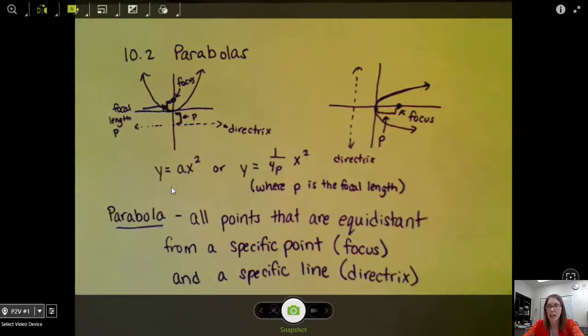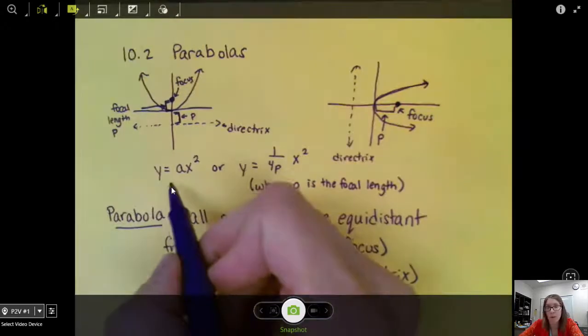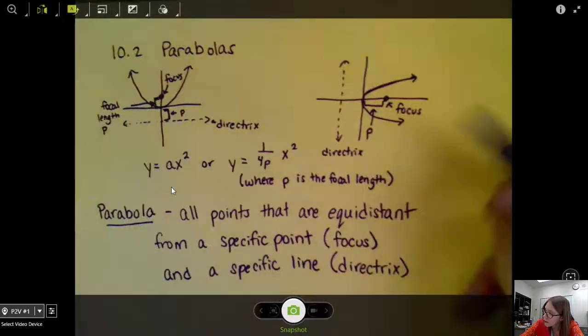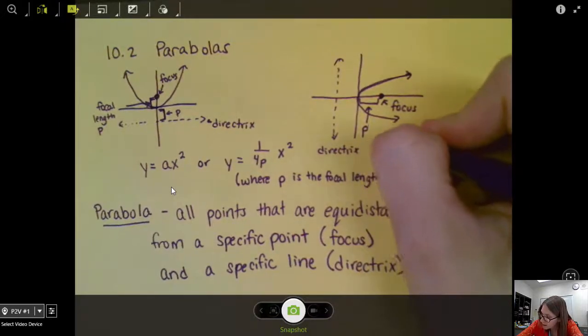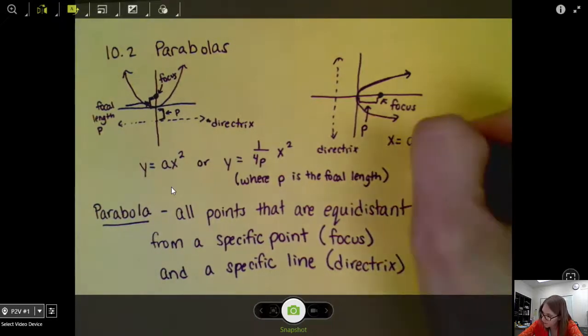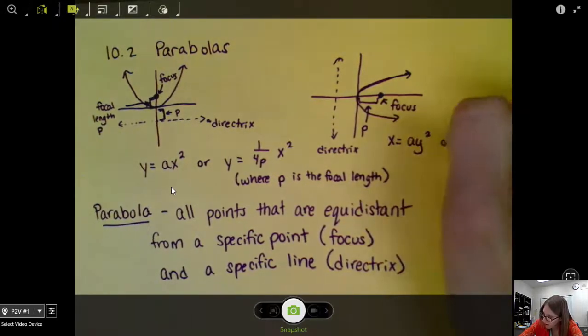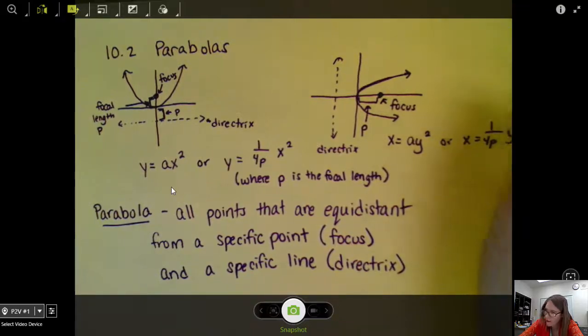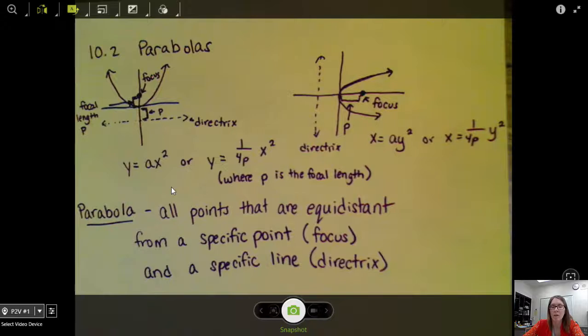Okay, our sideways parabolas, instead of being y equals ax squared, look like this: x equals ay squared, or x equals 1 over 4p times y squared if you're using that second option for your equation. Okay, that's all of the information. I'll keep all of the information in this one video, and then in our next videos we'll get into some examples.